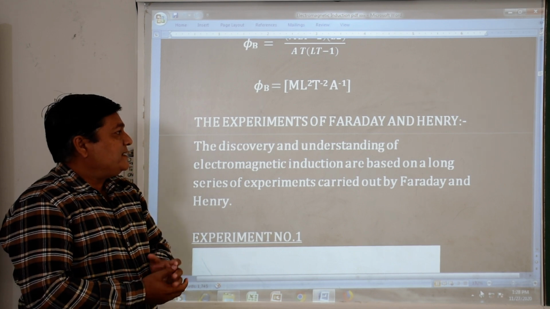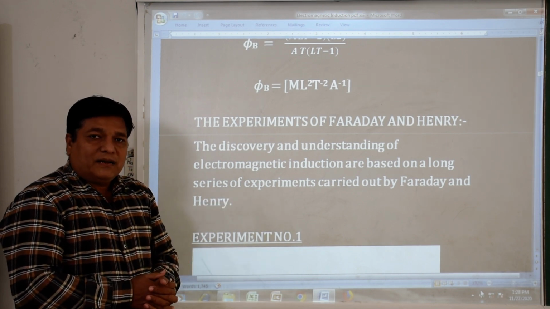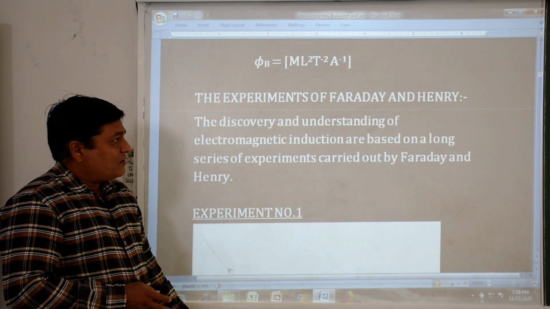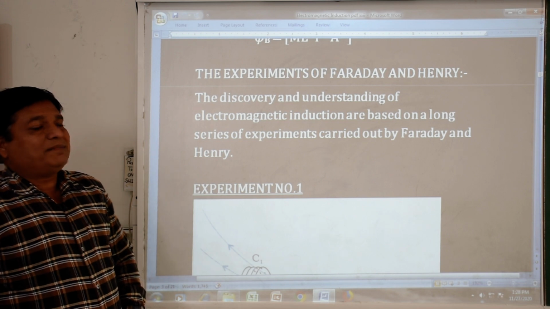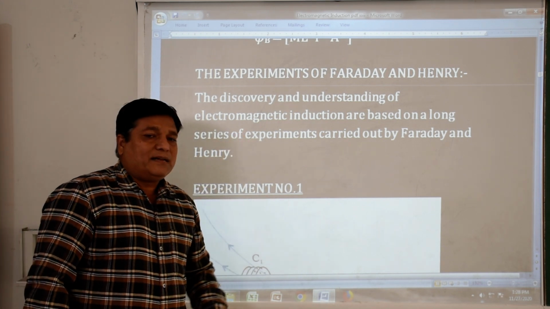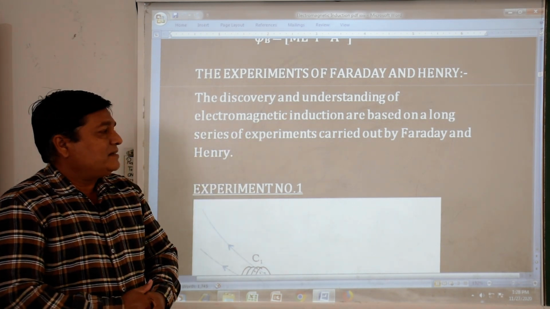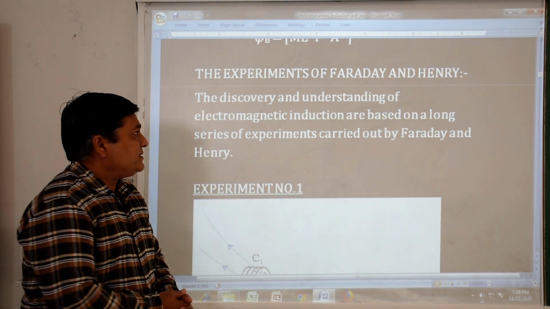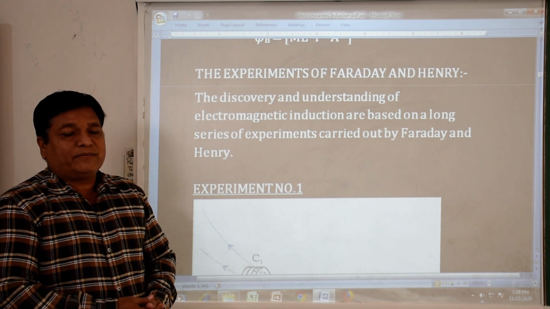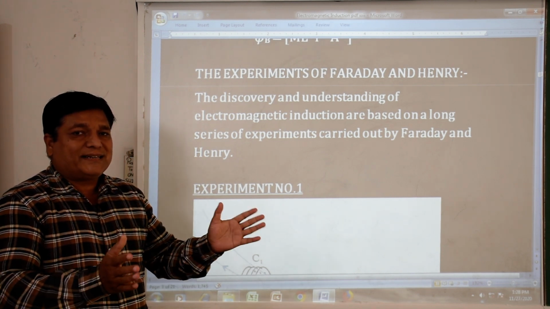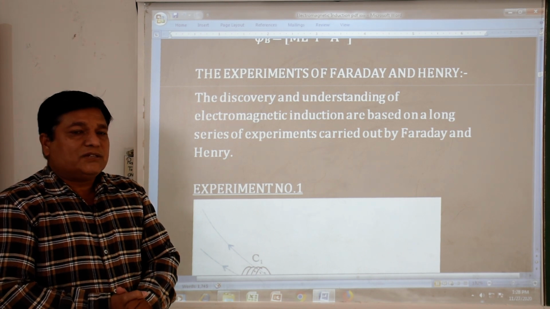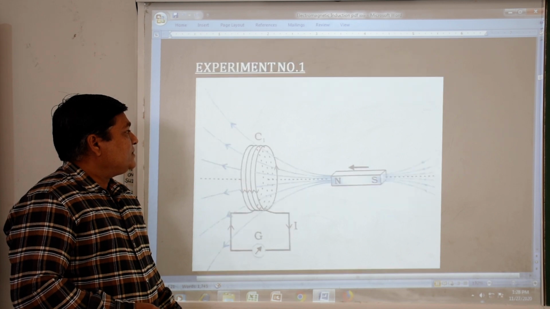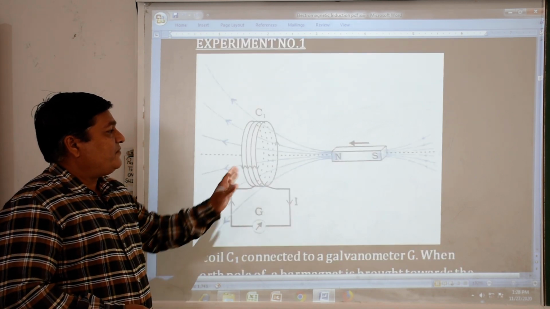In this way, this is about magnetic flux linked with the surface area. Now, in order to understand the concept of electromagnetic induction, some discoveries and understandings were made by two scientists whose names were Faraday and Henry. These two men did some experiments, and on the basis of those experiments we are going to understand electromagnetic induction. This is the figure of the first experiment done by Faraday and Henry.